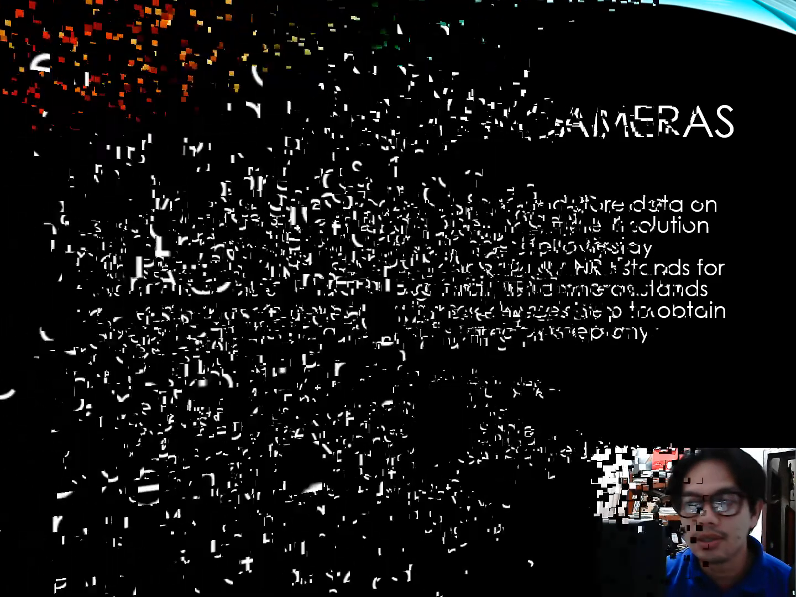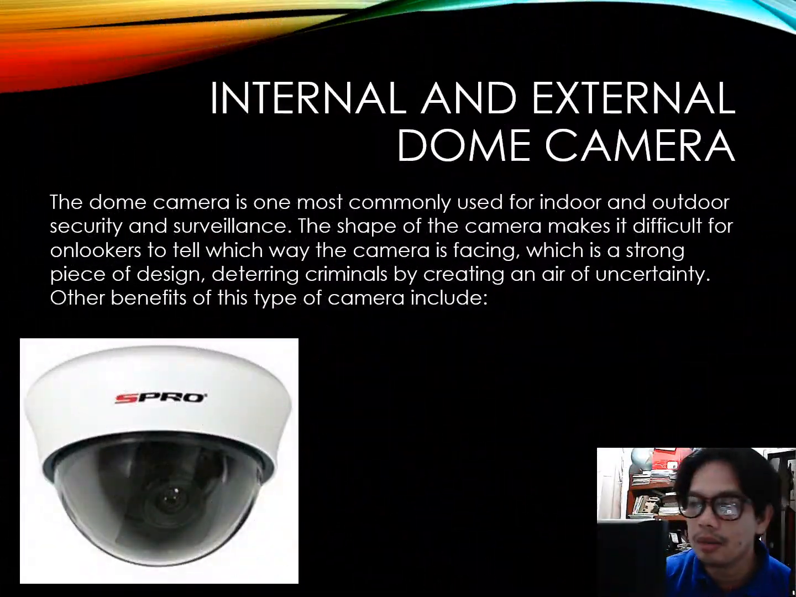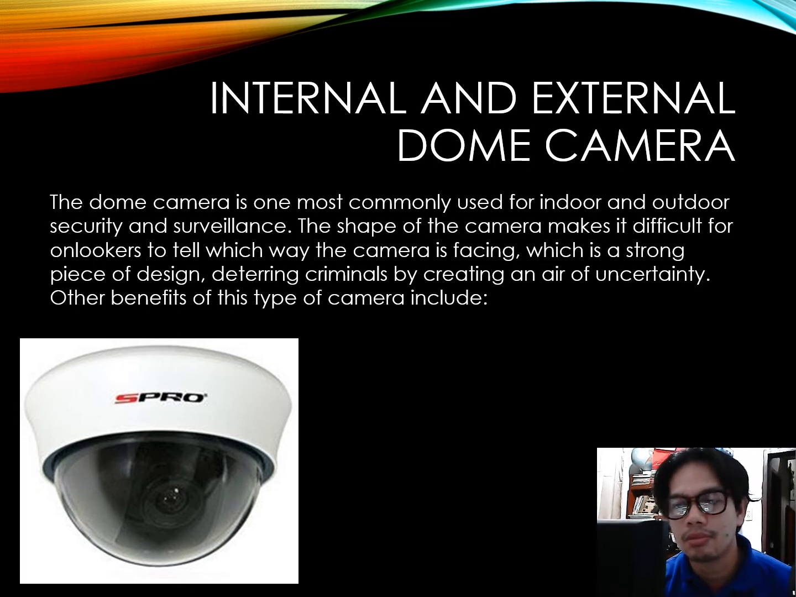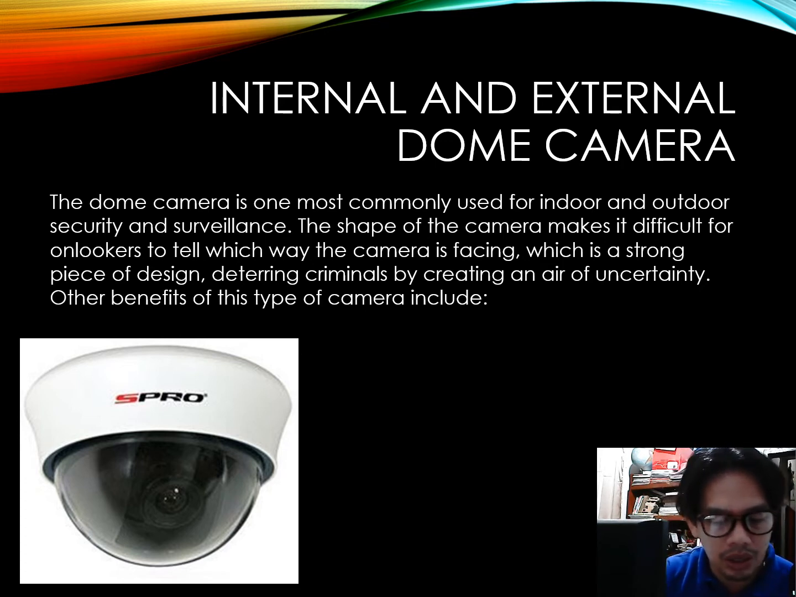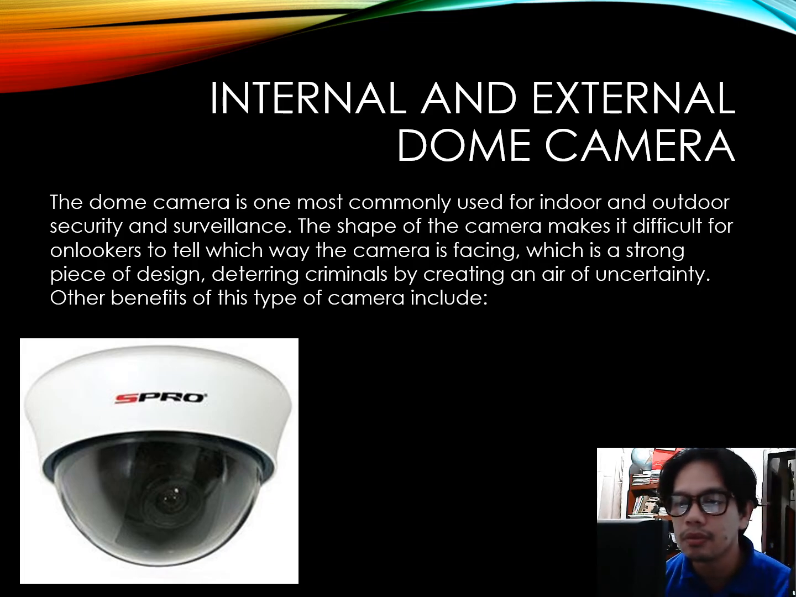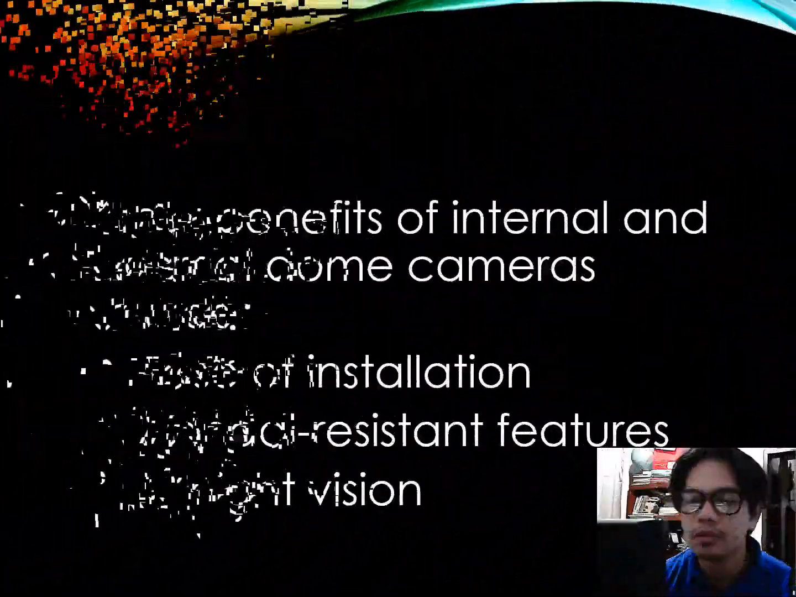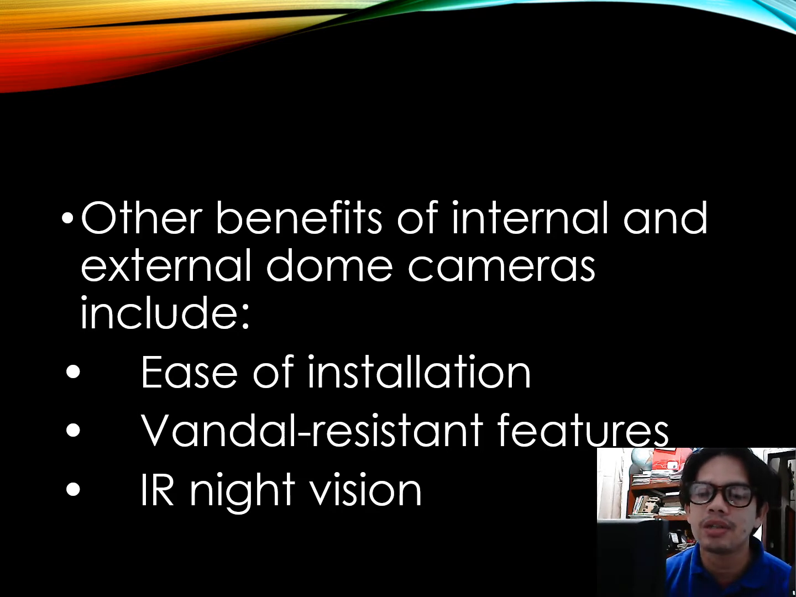Internal and external dome camera. It's most commonly used in indoor or outdoor security and surveillance. Can be found in malls, department stores, because it is the most commonly used camera. Difficult for onlookers to tell which way the camera is facing, because you cannot notice the angle of the lens of the camera, because of its strong face design, deterring criminals by creating an air of uncertainty. Other benefits of internal and external dome cameras include the ease of installation, vandal resistance features, or IR night vision.